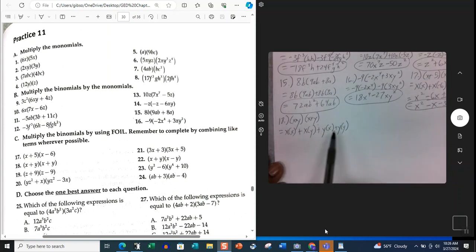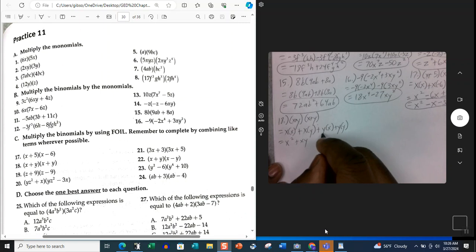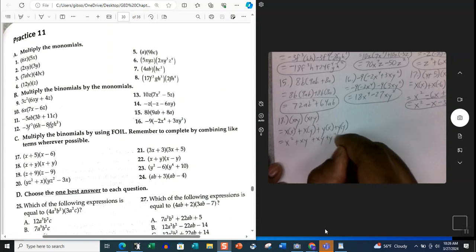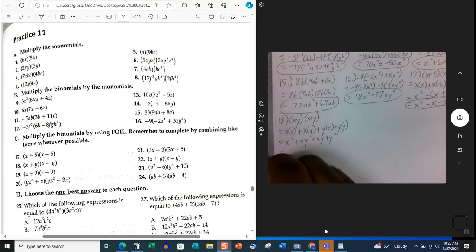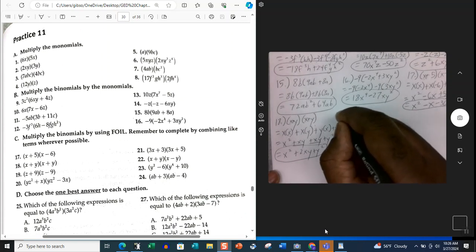Front, outer, inner, last. So x times x is x squared. X times y is xy. Y times x, we'll write it in alphabetical order. It'll also be xy. And y times y is y squared. So we have x squared. Xy and xy will give us 2xy when we combine the like terms, plus y squared. That took care of problem 18. Now we go to problem 19.